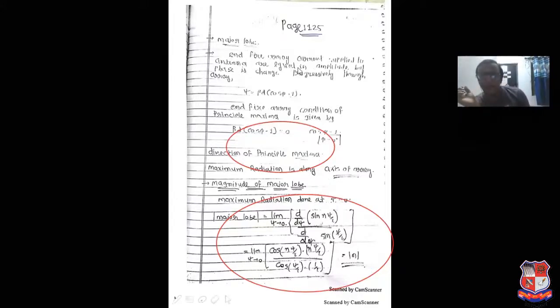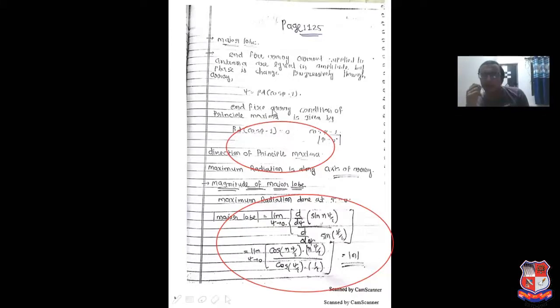Currents supplied to the antennas are of equal amplitude, but the phase is changed progressively along the array. Progressively phase is changed. So psi equal to beta d cos phi. Already I have described only 180 degree change. That's why cos phi minus 1 equal to 0. So cos phi equal to 1. So phi equal to cos inverse 1. That's why phi equal to 0. So maximum radiation can be done at phi equal to 0. Obviously, see from the figure, maximum radiation can be done at psi equal to 0.